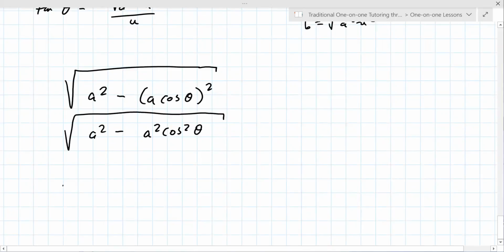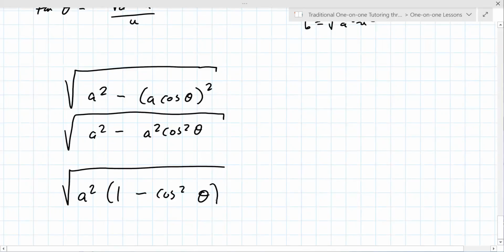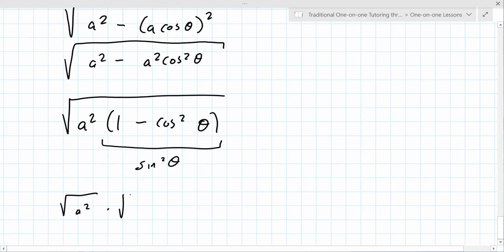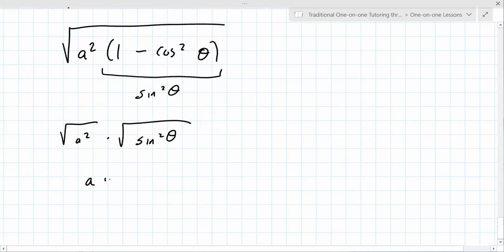Okay. So now you can factor out an a squared out of both. I believe this is one of the identities. This is sine squared theta. And then you take the square root of a squared times the square root of sine squared theta, and you get a times sine theta. Just sine.